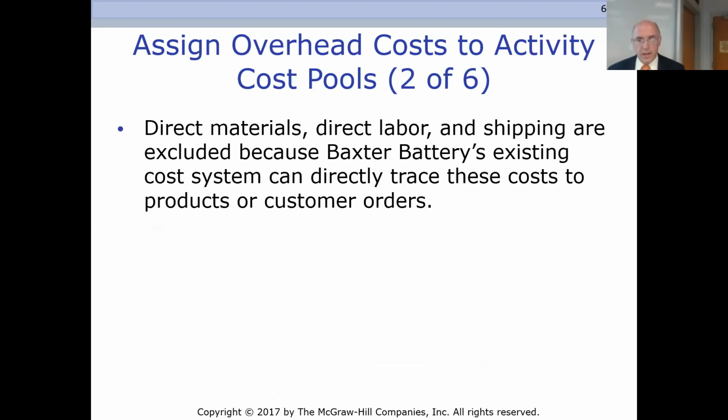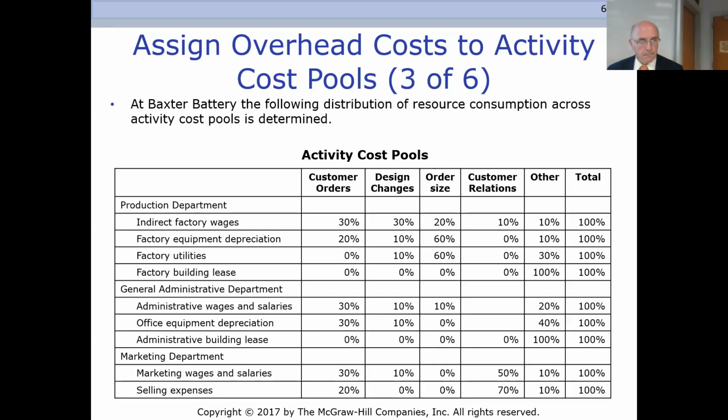Direct materials, direct labor, and shipping are excluded because Baxter Battery's existing cost system can directly trace these costs to products or customer orders. Again, one difference between direct costs and indirect costs, well, the main one, is traceability. If you can trace a cost to a particular product or customer, it's direct. If you can't trace it, or if the cost exceeds the benefit of tracing it, then you call it overhead, and then you do something else with it.